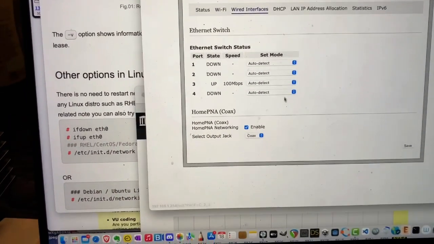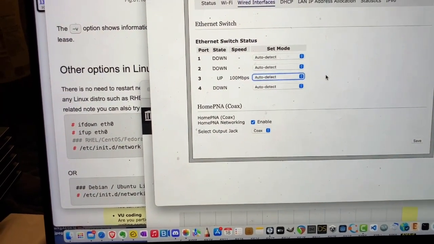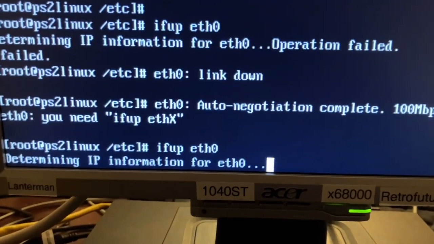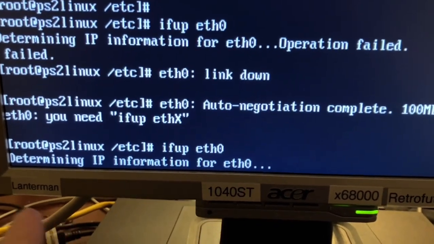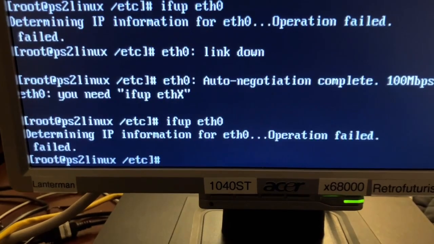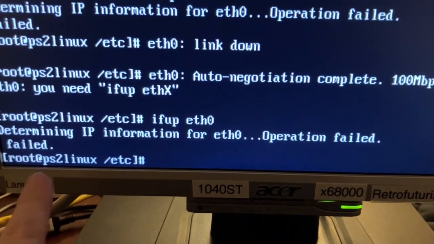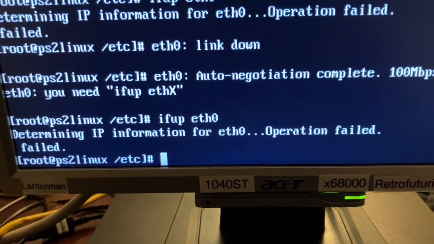Let's see, what does this do? Auto detect. Oh, okay, so it auto detected, I guess. Okay, so I typed ifup eth0, determining IP information for eth0. Oh, double fail. It says operation failed. And then it also says failed. Oh, sadness. Help.